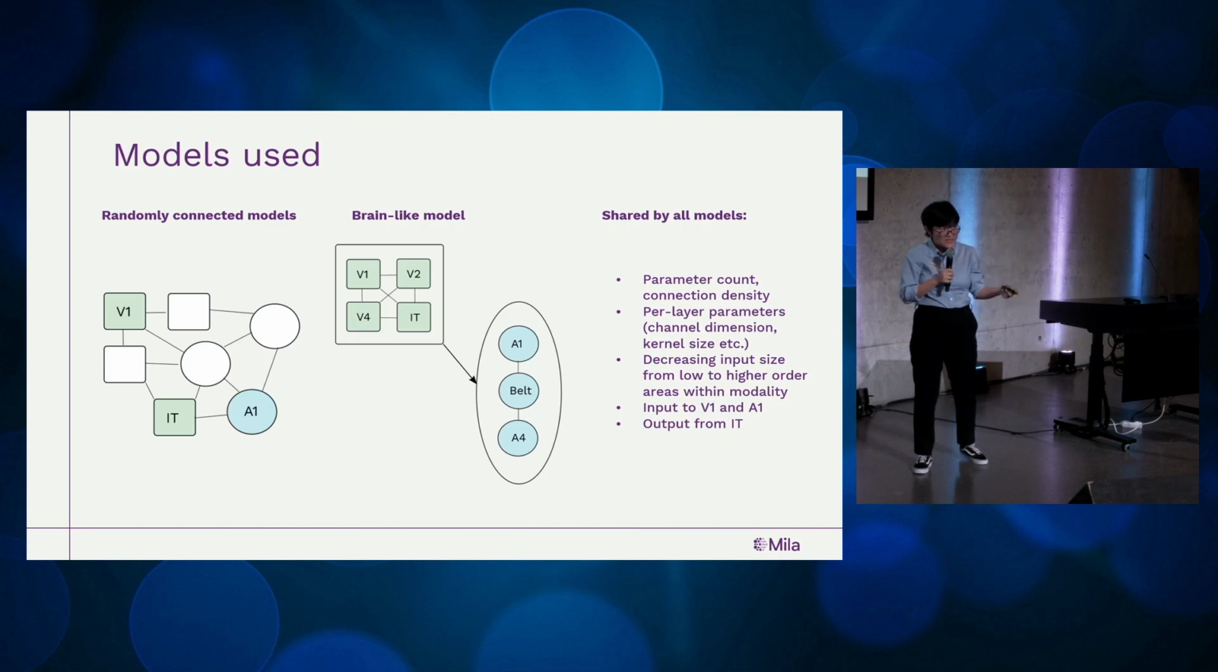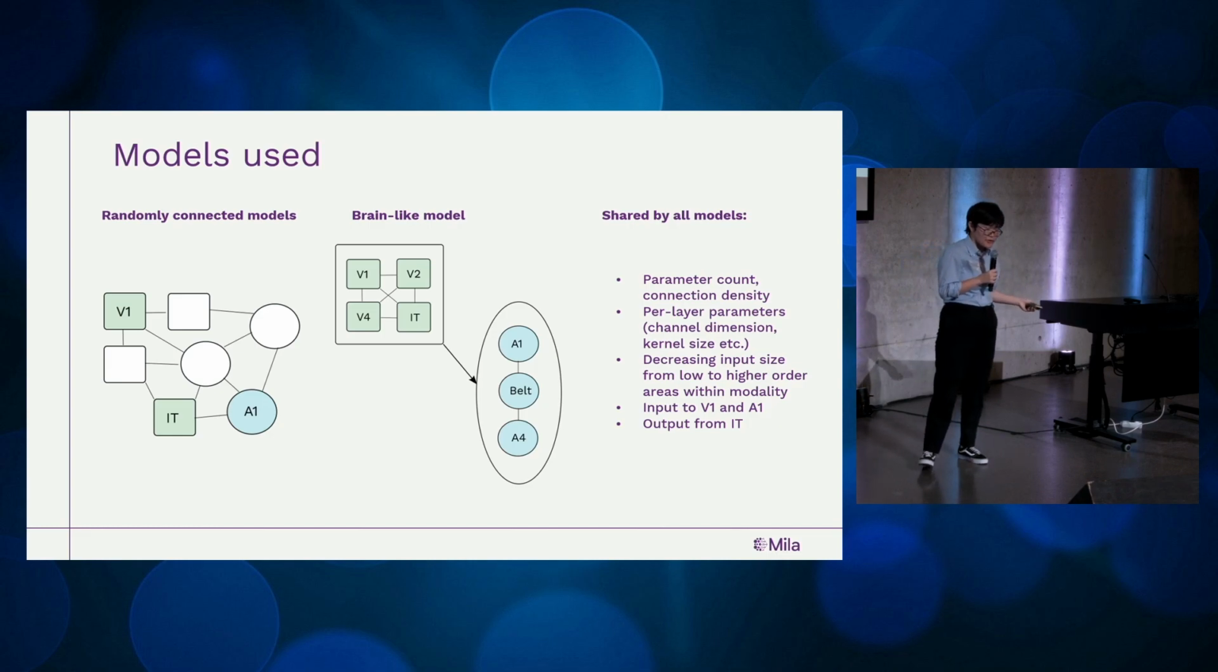But otherwise, all the parameter counts and the connection density are all the same. All the per layer parameters and the details are the same as well between all these graphs. So is there any difference in performance between any of these graphs on our multimodal tasks?